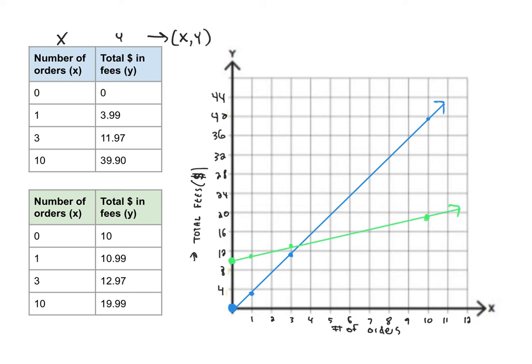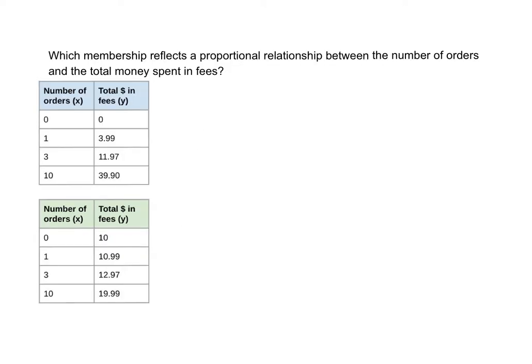Okay, now that we have everything graphed and we have everything in our tables, we can go ahead and start looking at some of our evidence and deciding which of these relationships is proportional and which isn't, and explain why. And in all the lessons prior, we have found so many pieces of evidence that we can use for this. I want to start with looking at the tables.